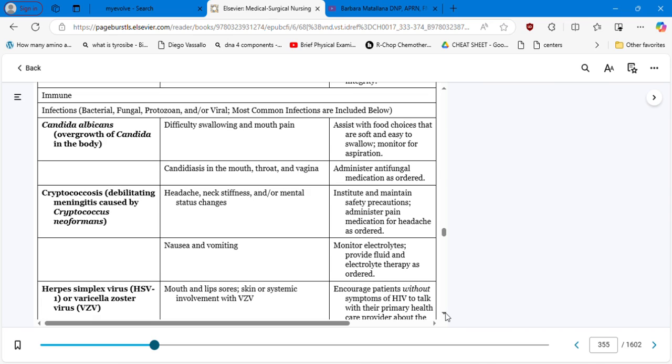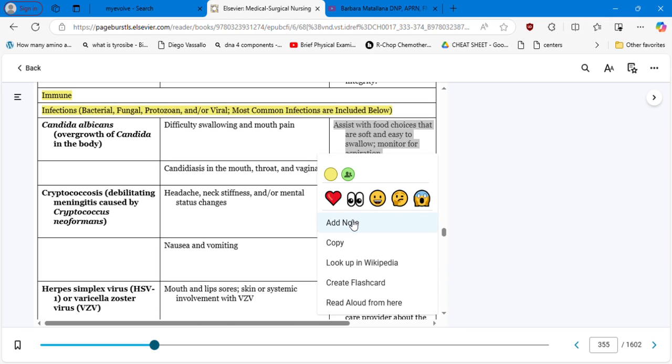Now, if you're going to assess for the immune system, right, you're going to check for any bacterial, fungal, protozoal, or viral infections. And you're going to ask history of Candida albicans. You're going to assist with food choices that are soft and easy to swallow. Monitor for aspiration. And this is good to know, okay? Because candida is going to express in the mouth, so make sure you check the oral cavity and you teach the patient to eat a soft and easy to swallow food. That's good to know. Please remember this one, okay?